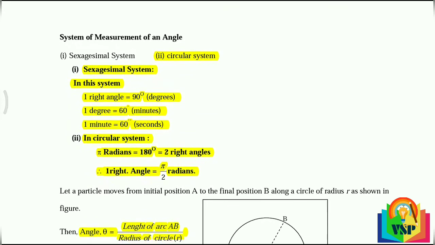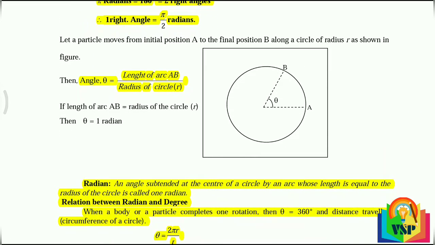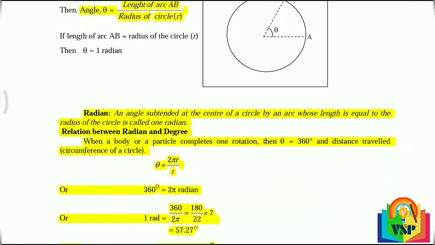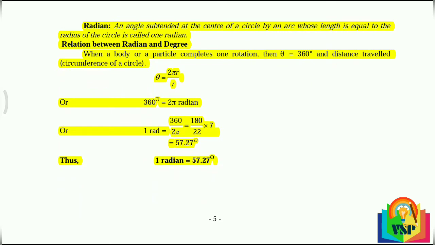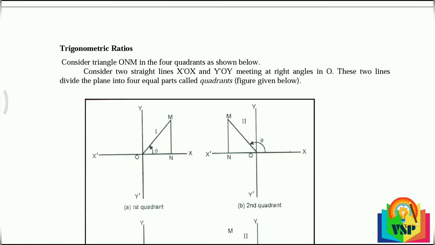So here they have given the sexagesimal system and the circular system. In this, one right angle is equal to 90 degrees, pi radians is equal to 180 degrees, two right angles, and one right angle is equal to pi by 2 radians. Note this and draw this diagram also. Okay, 1 radian is equal to 57.27 degrees. Very, very important one.